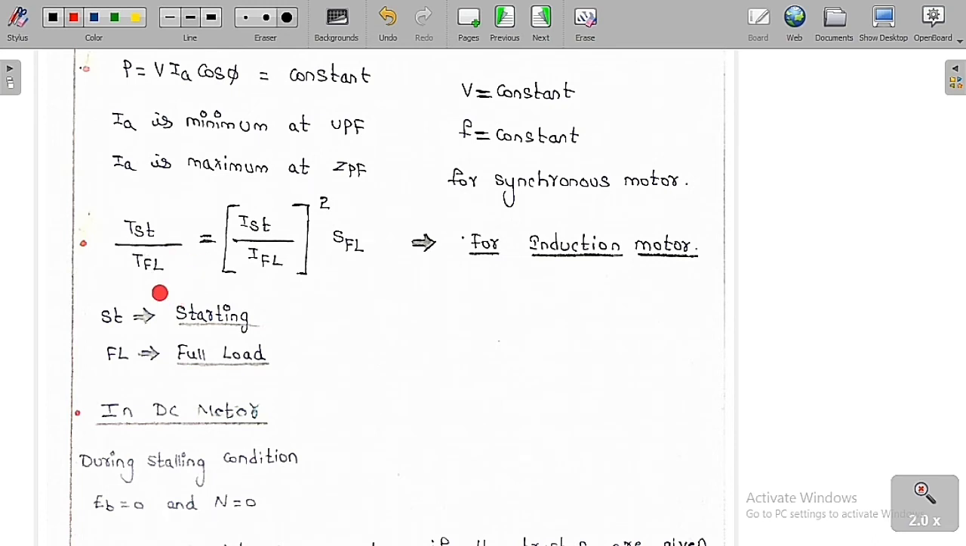The ratio of starting torque to full load torque is equal to the square of starting current by full load current, into full load slip by starting slip. Starting slip is equal to 1, so we can keep here just the full load slip.